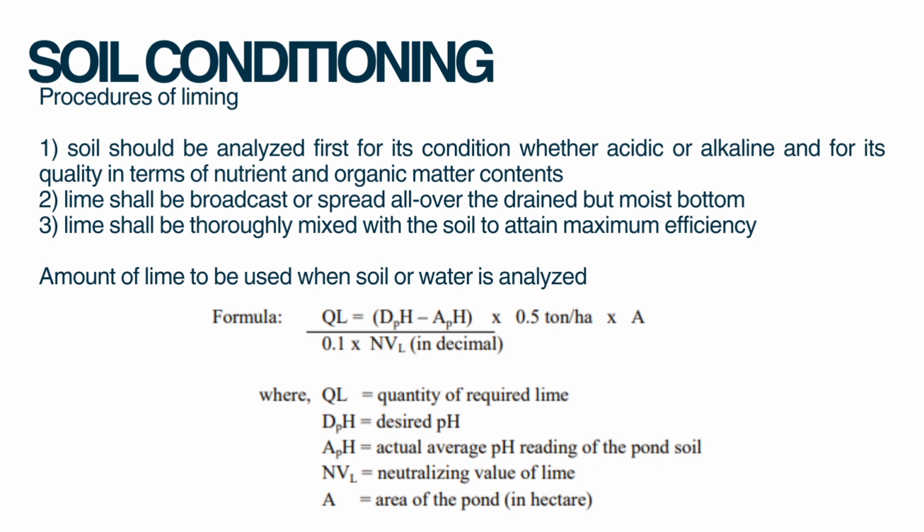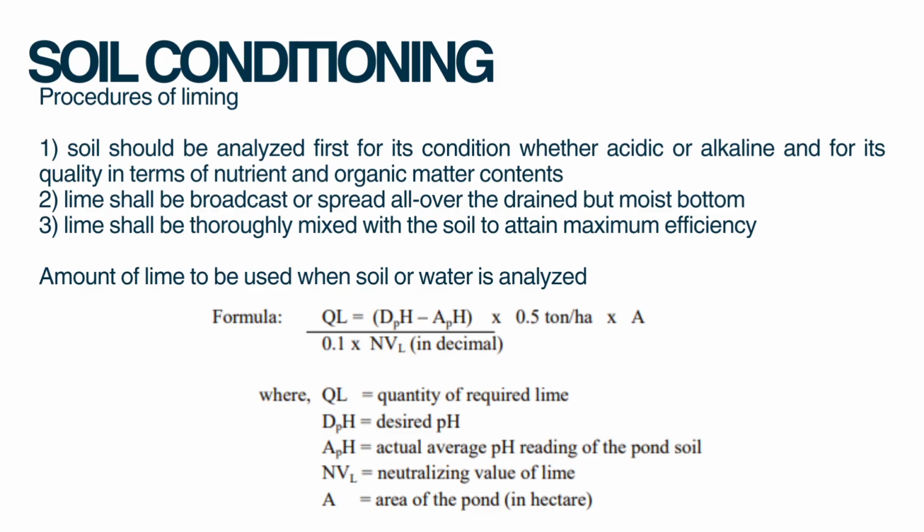To determine the amount of lime required, the following formula is used. QL is the quantity of lime required, DpH is the desired pH, APH is the actual average pH of the pond soil, VL is the neutralizing value of lime in decimal form, and A is the pond area in hectares.